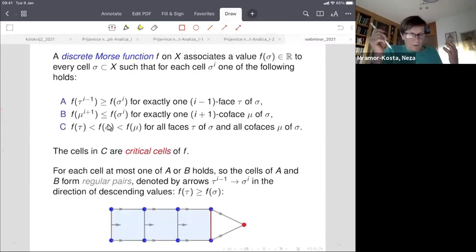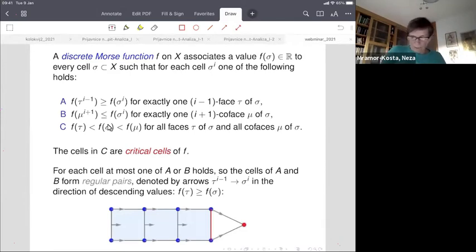So if you look at the function values on this set and on its faces, then at most one of the faces is allowed to have a higher value. At most one of the co-faces of this cell is allowed to have a lower value, or all the faces have lower values and all the co-faces have higher values.